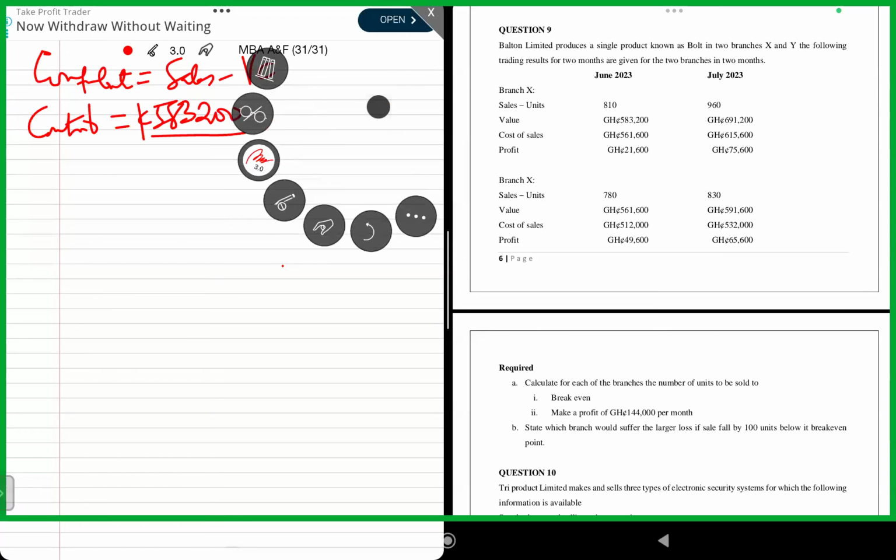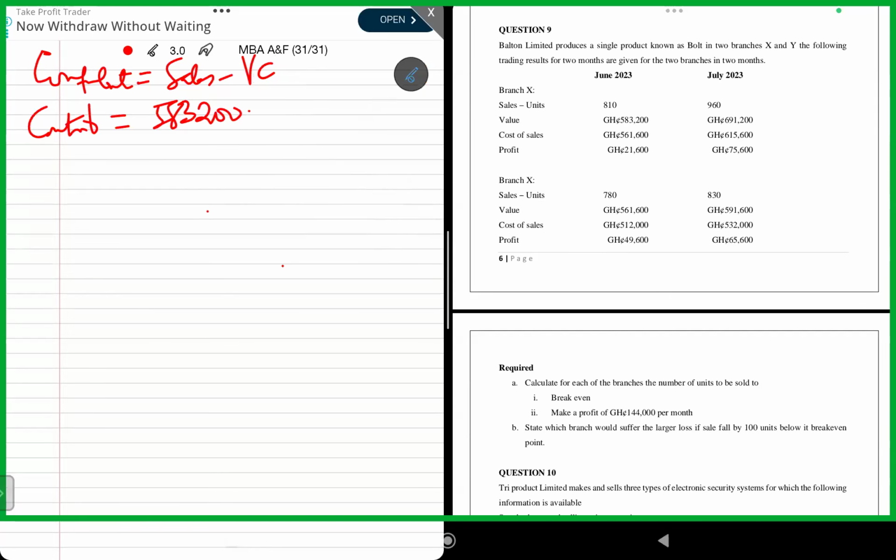Okay, total sales is 583,200. That wants to be the variable cost. Variable cost, we got 360, right? Let's multiply it by the quantity of 810. I'm using the low values. What do we have? We have 291,600. Okay, so I'm looking for the contribution per unit.